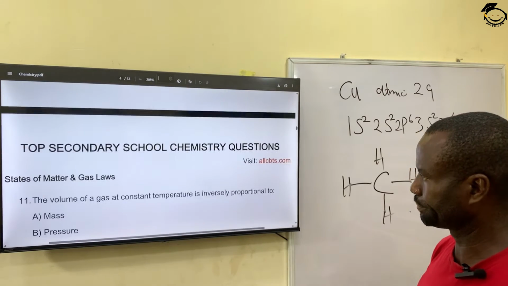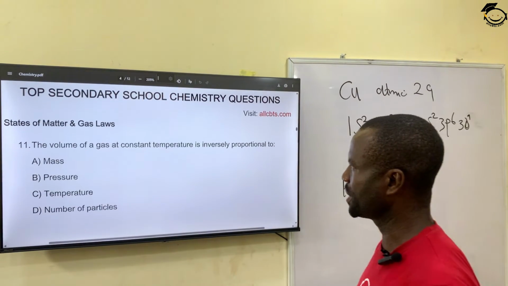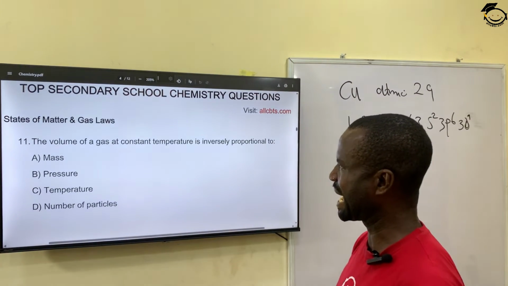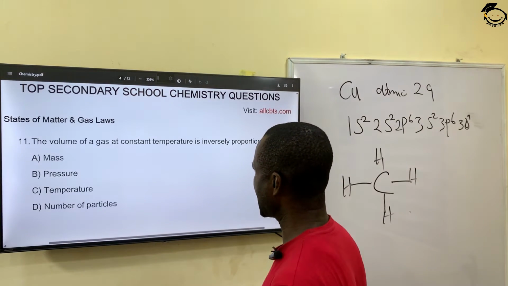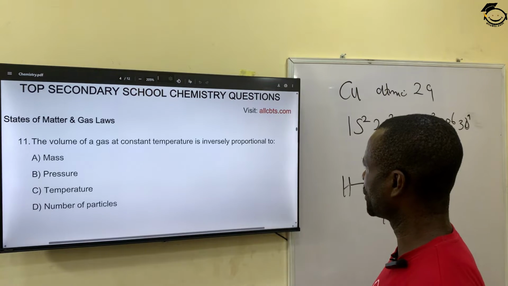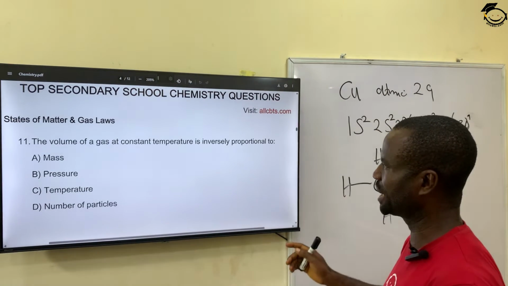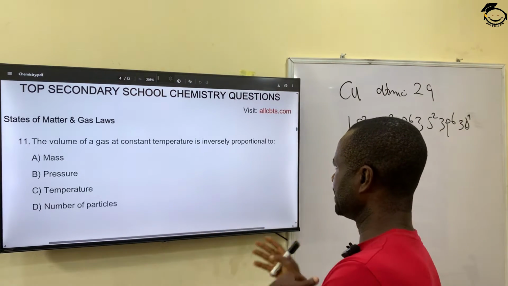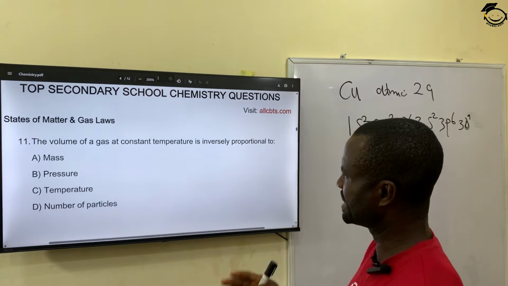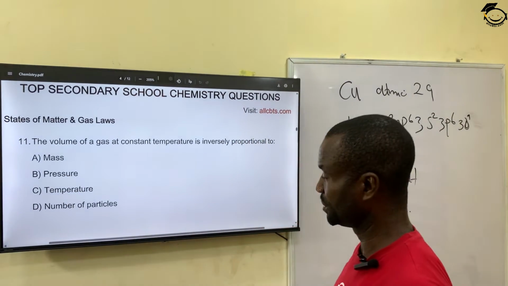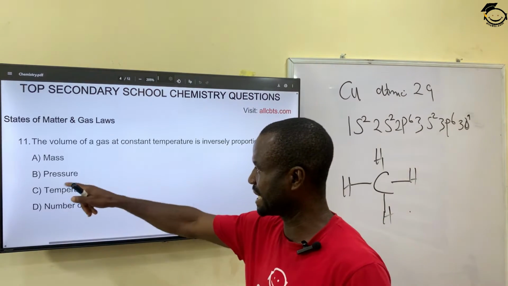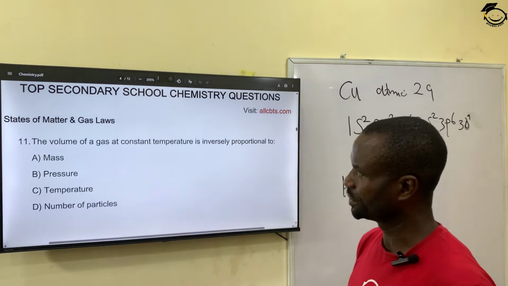So we're looking under the topic state of matter and gas laws. Number 11. The volume of a gas at a constant temperature is inversely proportional to its pressure. This is called Boyle's law. So the correct answer is B, pressure.